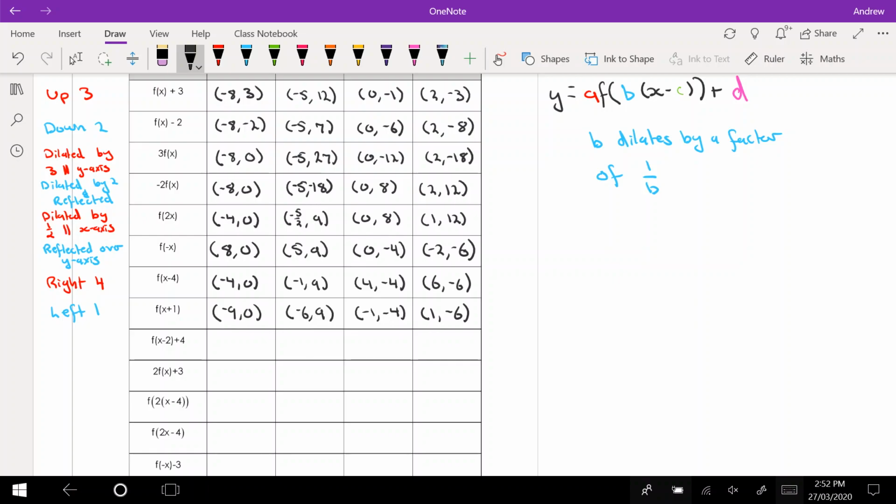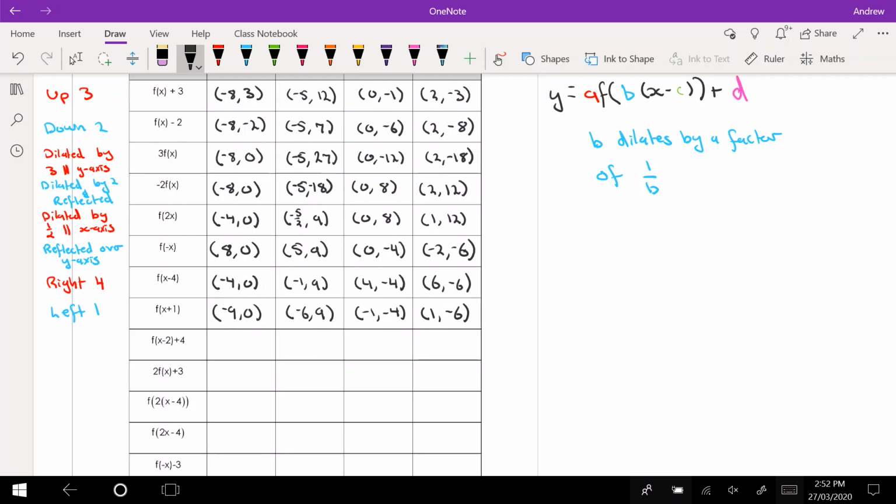Okay? So now we have only been dealing with one transformation occurring to the graph. It's probably not going to be that easy. They're probably going to give you more than one and combine them together. So this is where we really need to know what each transformation does.